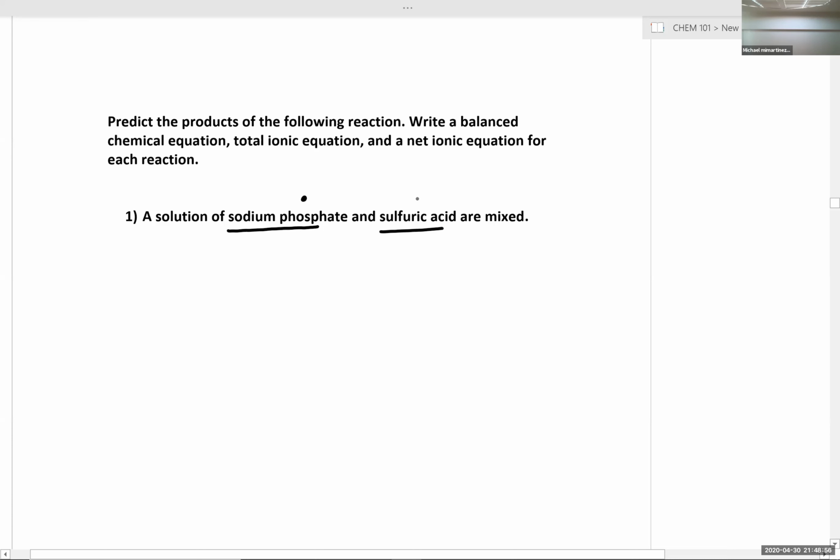Now, before I let everyone loose on this problem, let's get some formulas in place. Would someone like to propose a formula for sodium phosphate? Yep, so we have sodium plus, phosphate is PO4 3-. So that in turn gives us, after we cross the charges, Na3PO4. And we're mixing it with sulfuric acid, which is H2SO4.